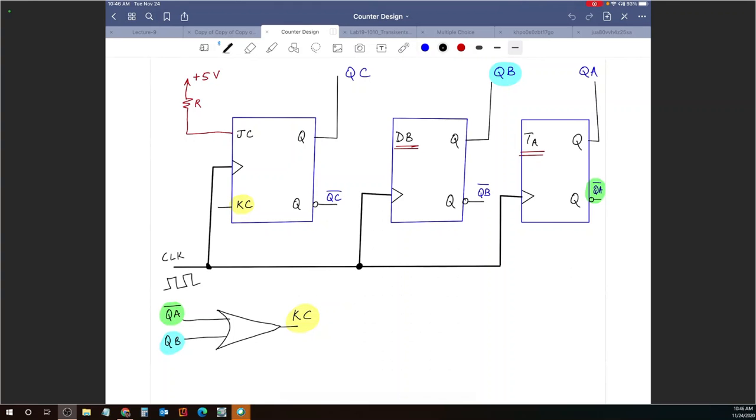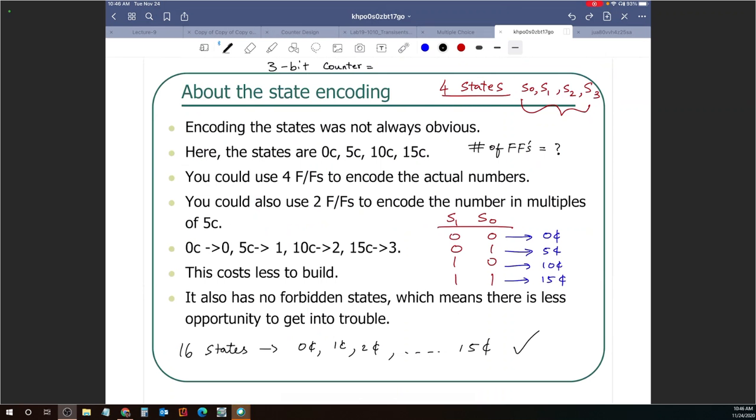Now in this example, we have 4 states. So your answer is 2 flip-flops, and that's exactly correct. So we would need 2 flip-flops to do this. However, if somebody used all the 16 states for 0, 1 cent, 2 cent, and so on, then they would need 4 flip-flops to do it, right? So you can clearly see that there is a significant difference in how much it would cost.